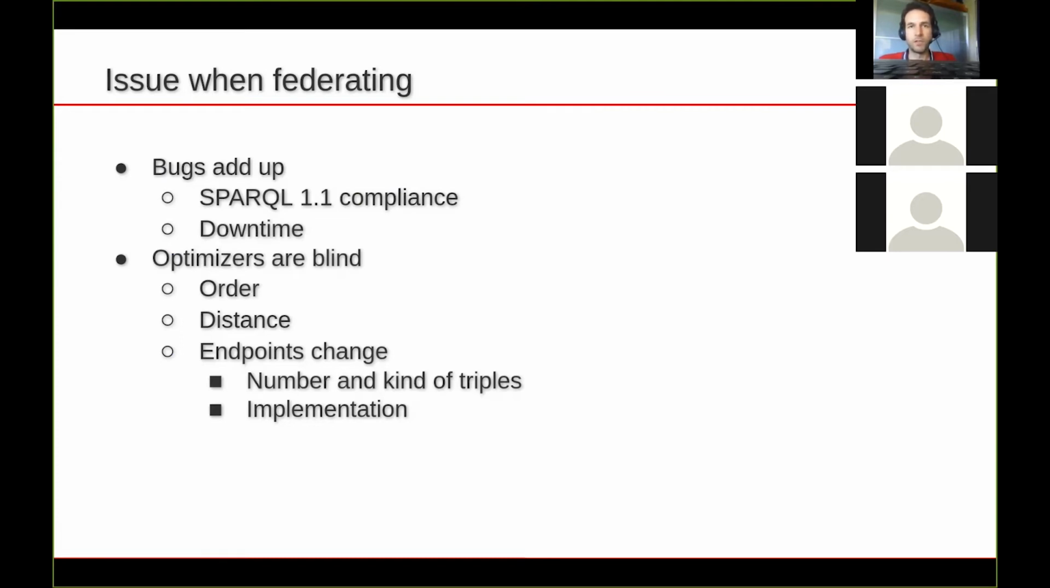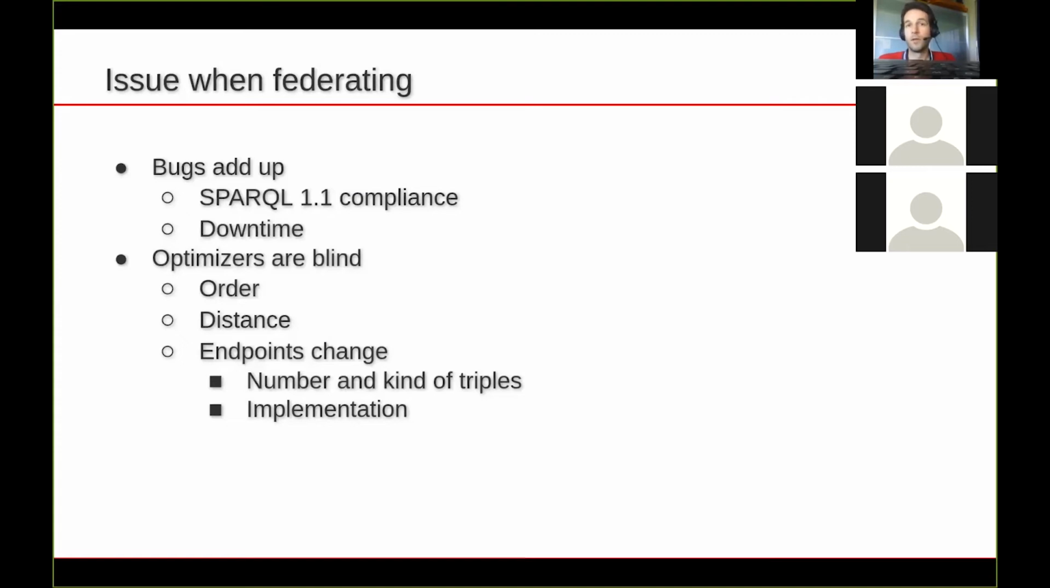Downtime is also an issue. We might have 99% uptime, but if you have two endpoints, you both have 99% uptime, you're down to 98% uptime. The more endpoints you add, the higher the chance of it all failing. Query optimization inside the endpoints today is blind to the other endpoints. You don't really know what is best to ask.